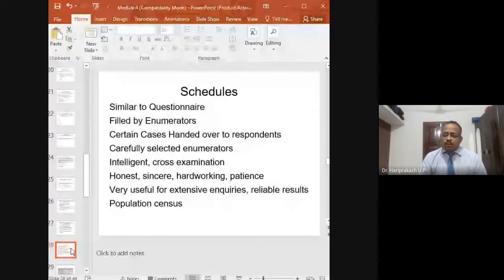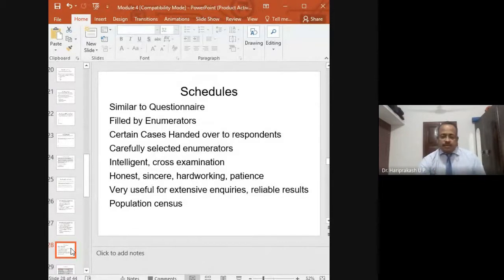Here in schedule, the questions, the answers are filled by the enumerators. Enumerators are the persons who are appointed to collect data for the schedules. Okay, enumerators are the people employed for collection of data to schedules. They are called as enumerators. So it is filled by them. Whereas in questionnaire, what we do, we hand over the questionnaire to the respondents. Most of the times we hand over the questionnaire.